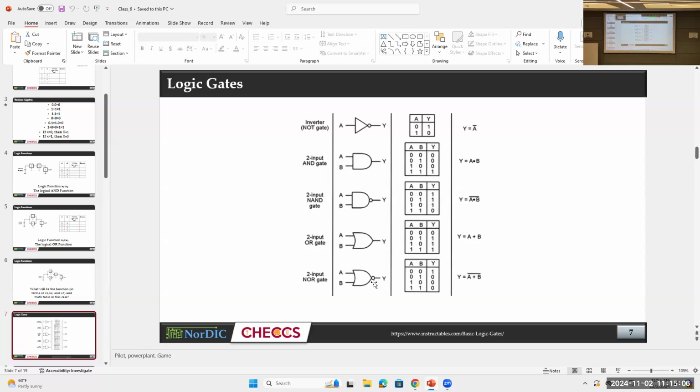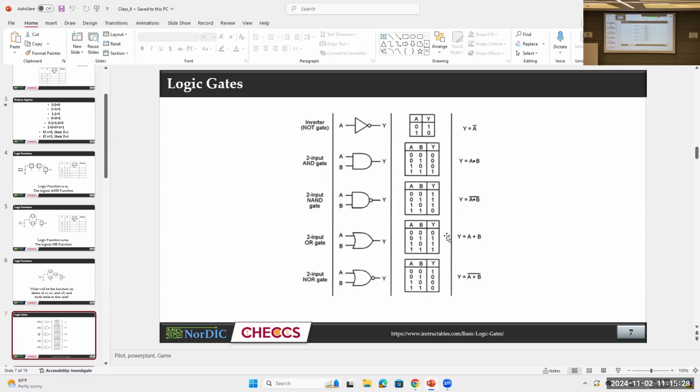You have to put a small circle in front of the OR gate, and you will get the symbol of the NOR gate. And similarly, see the output of the OR gate and NOR gate. There is 0 1 1 1, and here 1 0 0. Just opposite of OR.